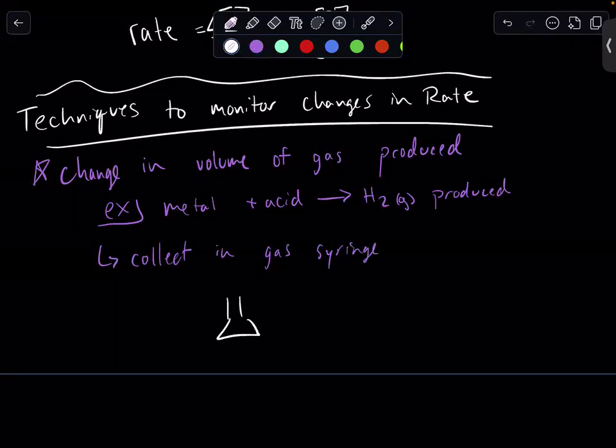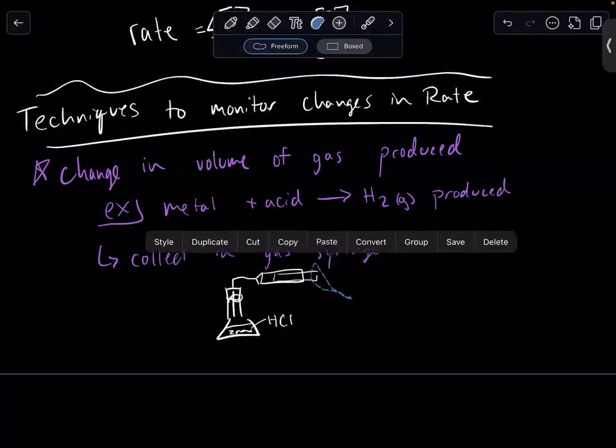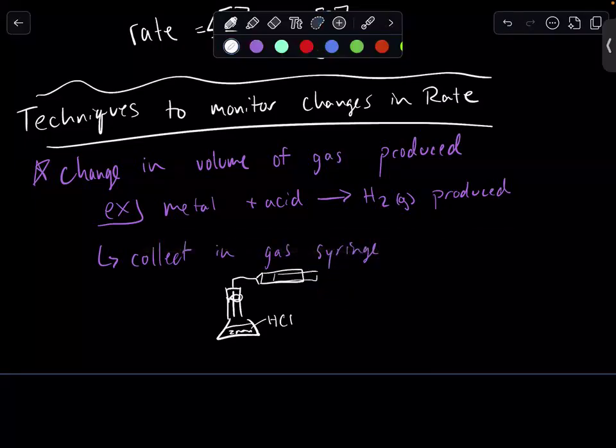You have your Erlenmeyer flask and you have your acid, maybe HCl, and you have some zinc metal solid in here. And what happens is it produces hydrogen gas, which we can put a stopper on and attach to a syringe, specifically what's called a gas syringe. And these have very low friction. And so as you are collecting gas, the plunger moves back on our gas syringe.